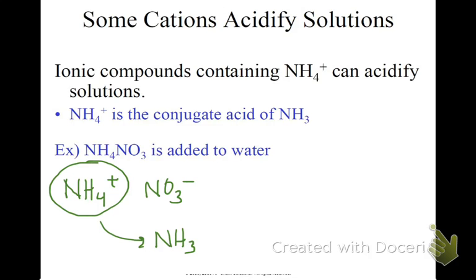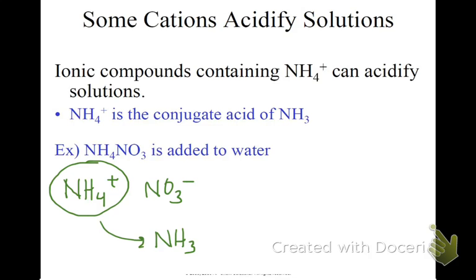If we think of NO3 minus, it would be the conjugate of, for example, HNO3. But that's a strong acid, and so this is going to be a weak conjugate base. So really that's not going to have any effect on the acid-base properties of that guy. But let's focus on NH4 plus instead.